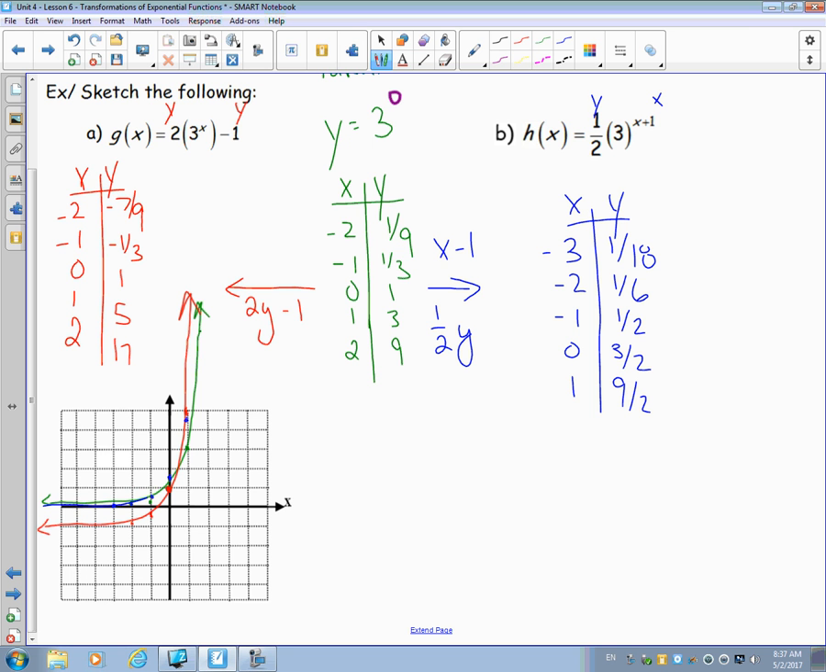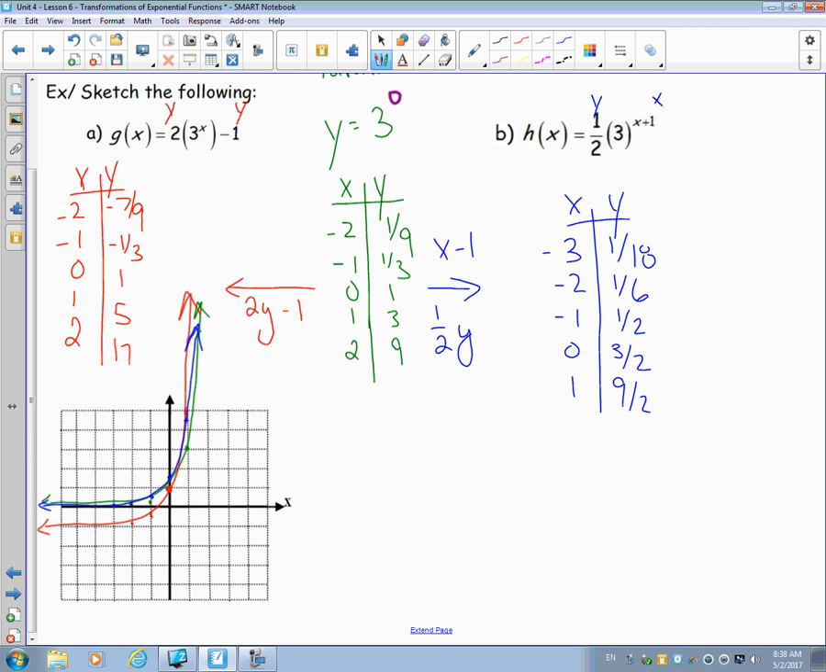And my graph looks like that. And they're all still growing. They're all exponential growth. Our base is still 3, but they've been transformed. They've been moved, stretched, compressed, all kinds of different things. Okay, so that's how we sketch things.